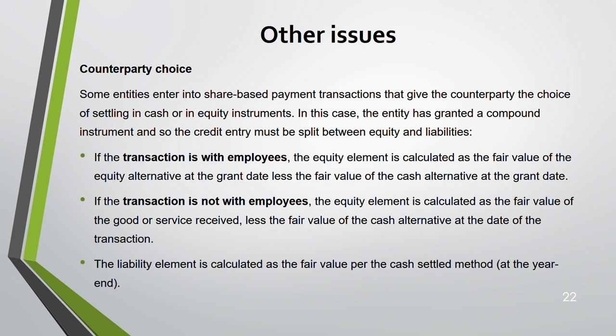Now, this shows that first you calculate the equity element. The liability element is calculated as the fair value per the cash settled method, that means at the year end. These amounts will be recognized over the vesting period. Now we are going to do our last question for this lecture before we move on to the other issues. So the first issue is over, that is hybrid transactions.